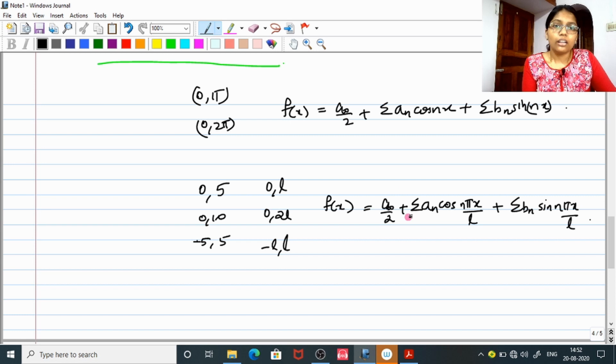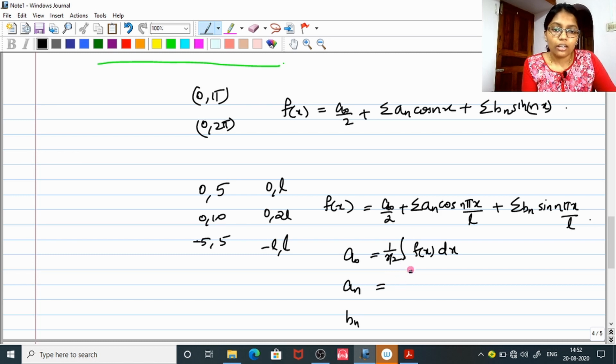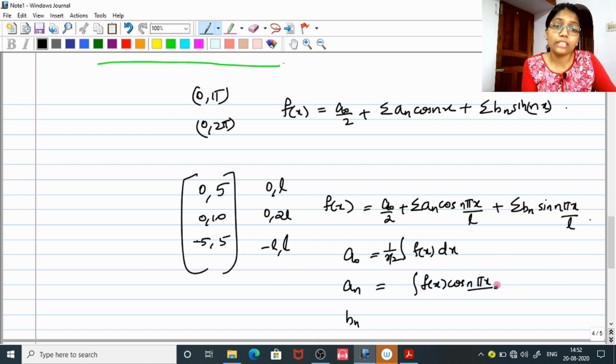Okay, same corrections will be there for the a0, an, bn expressions also, like a0 equal to integral of f of x dx is the same, and also it is 1 by L or 2 by L. And an is integral of f of x cos n pi x by L. Initially we had only nx, isn't it? But here, since the ranges are in numbers, we must have cos n pi x by L dx. Also here 1 divided by L, or 2 by L, and here 1 divided by L or 2 by L integral of f of x sin n pi x by L.